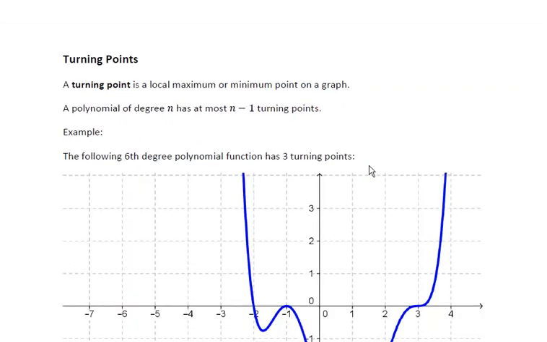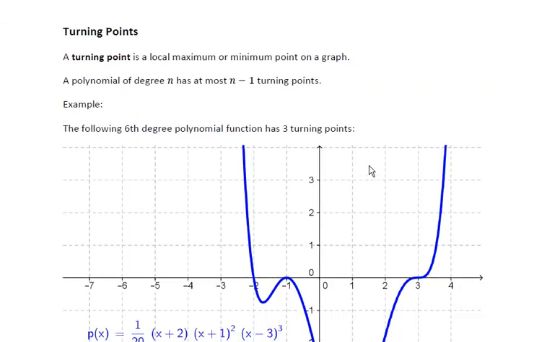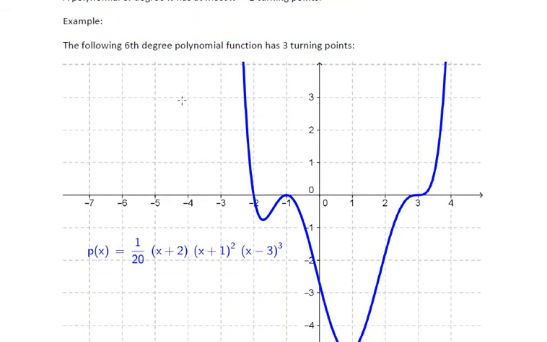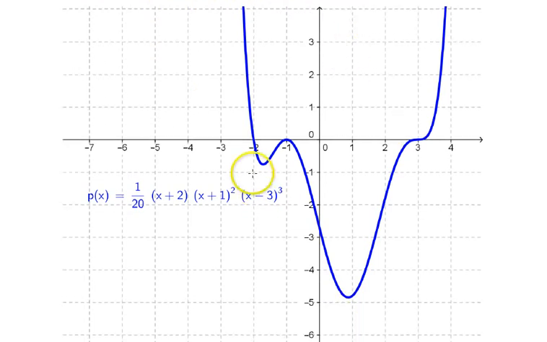Turning points. A turning point is a local maximum or minimum point on a graph. A polynomial of degree n has at most n-1 turning points. Here's a 6th degree polynomial function. It has 3 turning points. One right here, one here, and one here. Over here, this is not a turning point because it continues to increase. It's not a local minimum or a maximum.